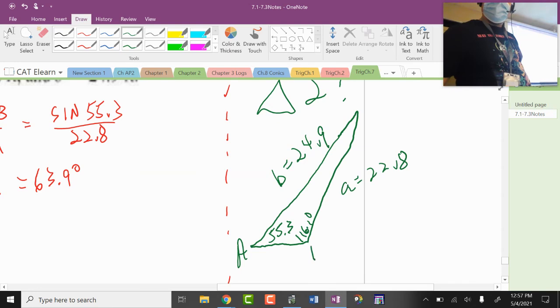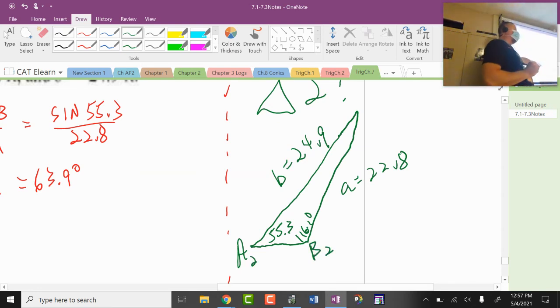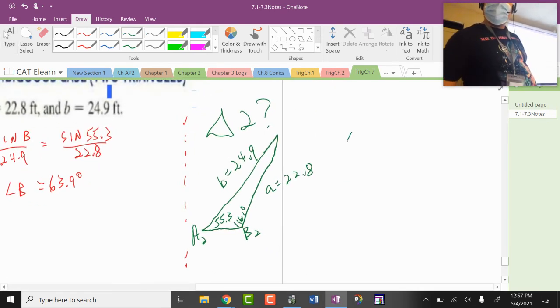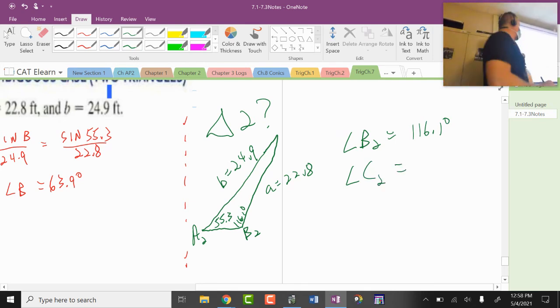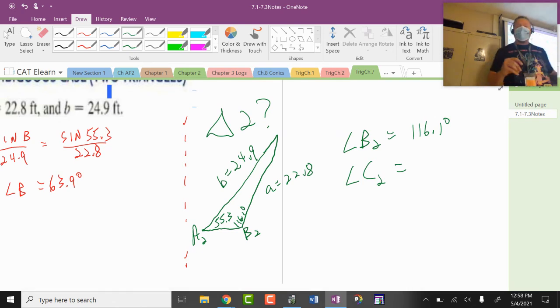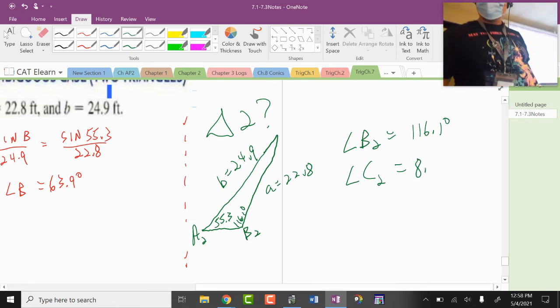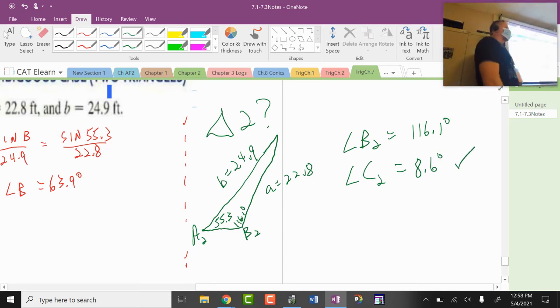Probably going to go to triangle 2 and finish it off. And look at what I did with the A's and the B's. What did I put on them? I put 2's on them. So, when I solve the second triangle, I have to say angle B2 is 116.1 degrees because it does create angle C2, which is what's 180 minus these two? Could someone do that for me real quick? It's small, 8.6. Thanks for helping me out here today. I do mean that. So that is the reason why there's a second triangle. There is enough for that C2.